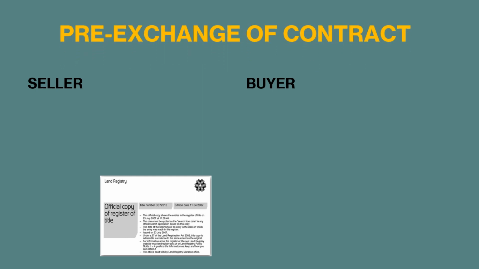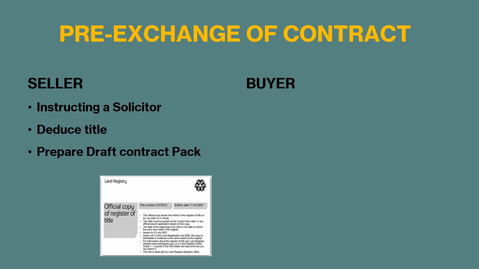What must be done before contracts are exchanged and the transaction becomes legally binding? The first stage, pre-exchange of contract. The seller will instruct their solicitor, and their solicitor will deduce title. Deducing title means that the seller would prove to the buyer that they have legal ownership to sell the property. The seller's solicitor would prepare a draft contract pack containing all the deduced title documents.